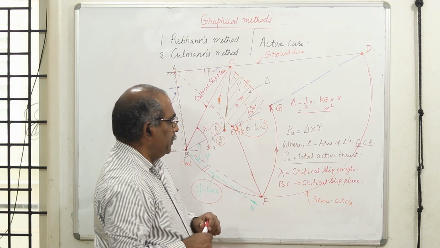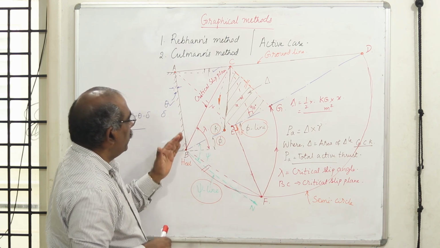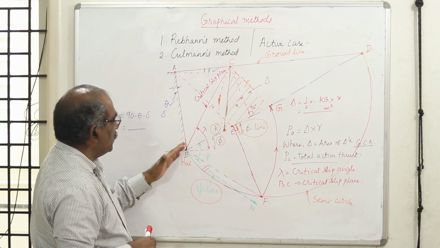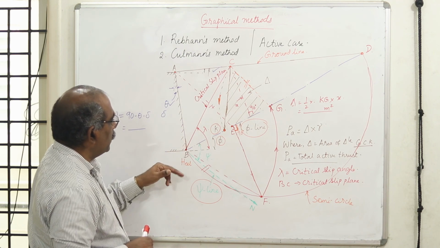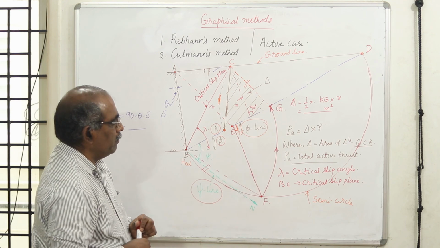Now lambda can be measured from the horizontal, where BC is the critical slip plane. Then you measure the angle. You get the direction of your critical slip plane with respect to horizontal.